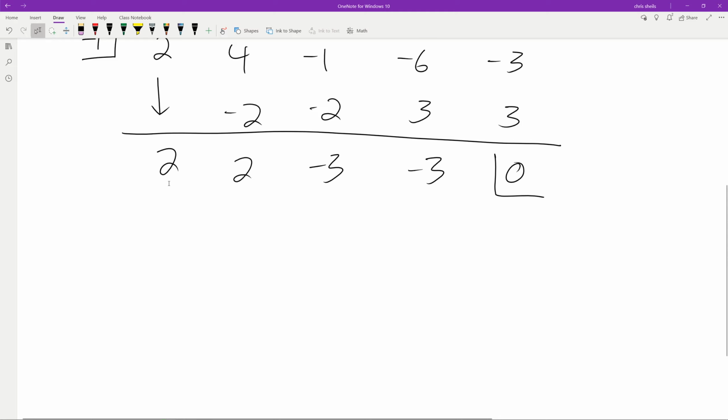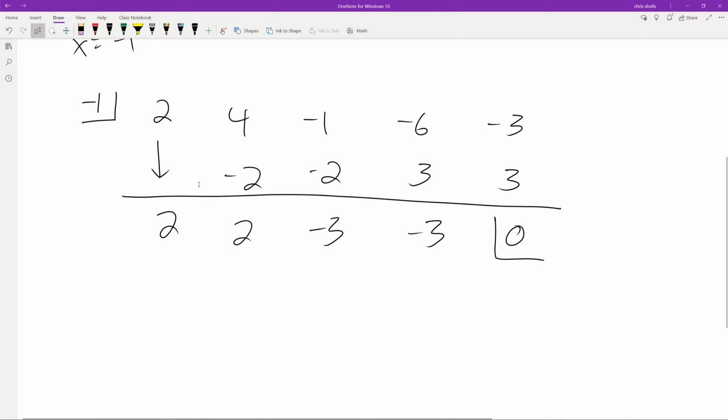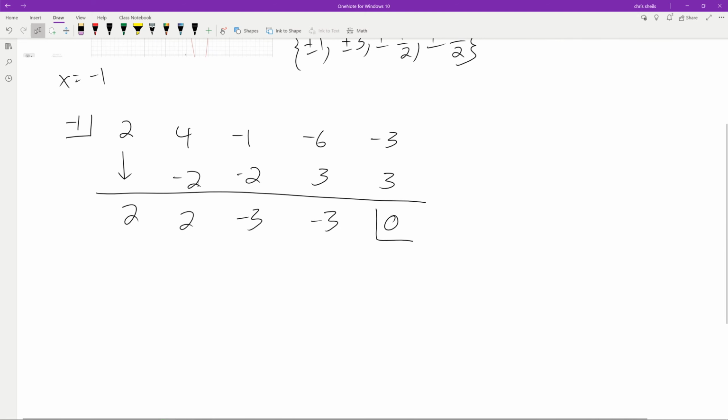And once again, I believe that this 0 has at least multiplicity 2. It has either multiplicity 2 or 3. So let's attempt synthetic division one more time with x equals -1. So -1 goes in the box. I'm going to bring down these new coefficients that I found here.